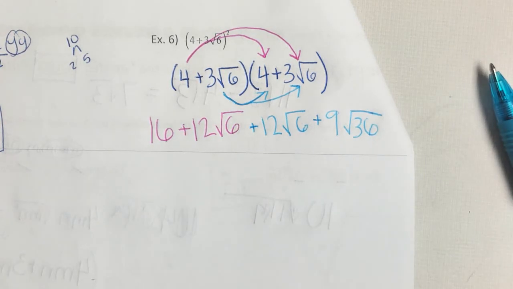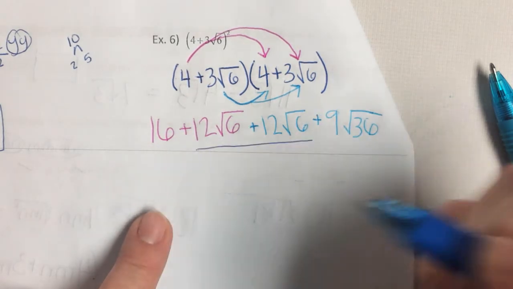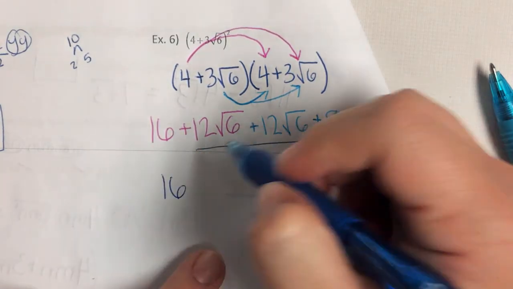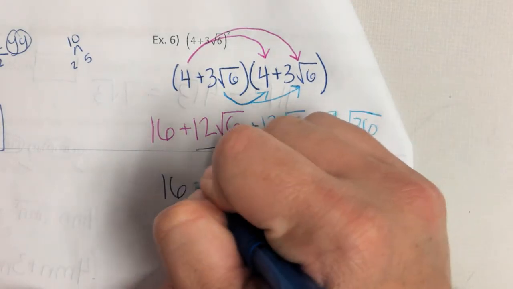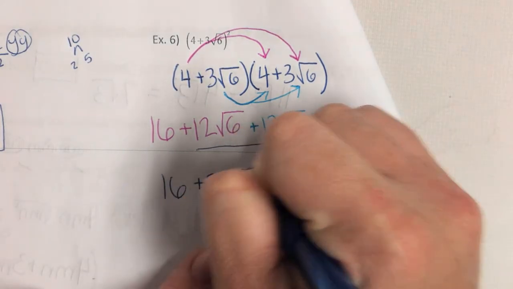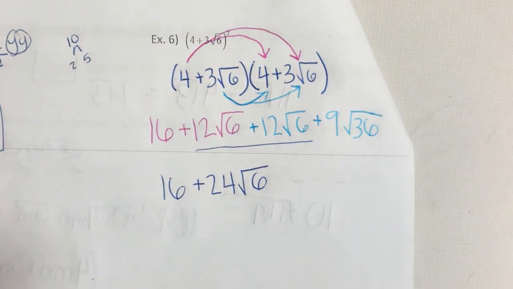Everybody okay with that? So now we're going to combine like terms. These two are alike, so I'm going to bring down my 16. What's 12 square root of 6 plus 12 square root of 6? 24 square root of 6. And now, isn't the square root of 36 a perfect square? What does it equal?